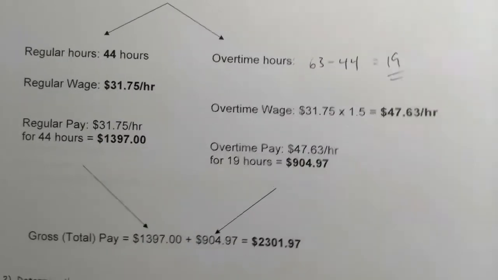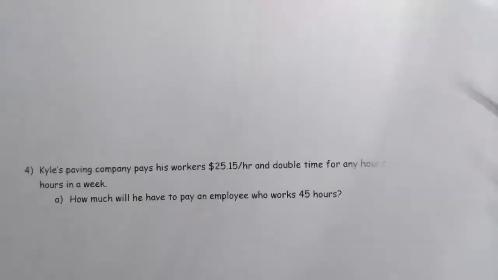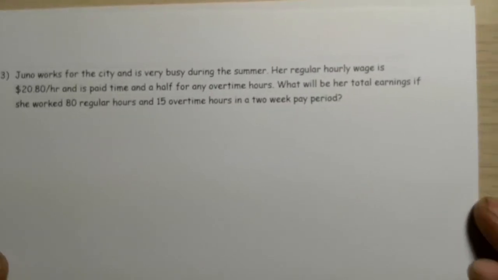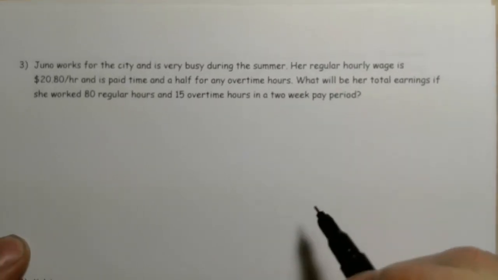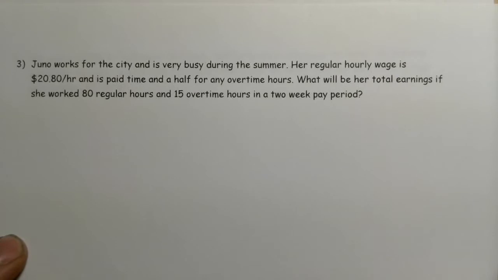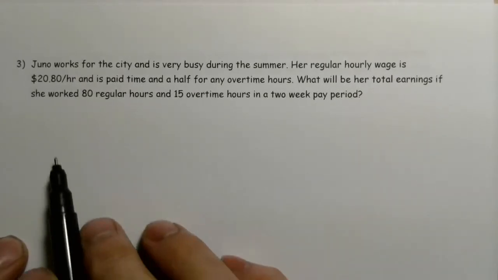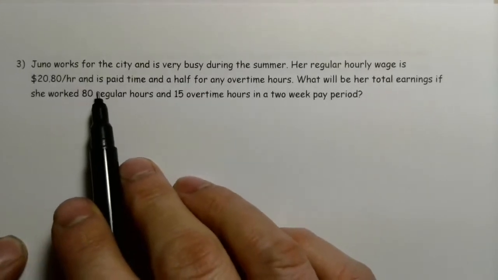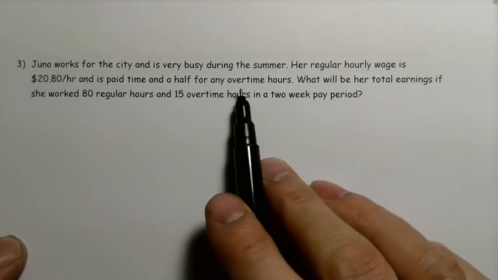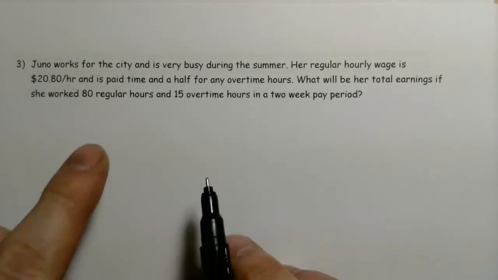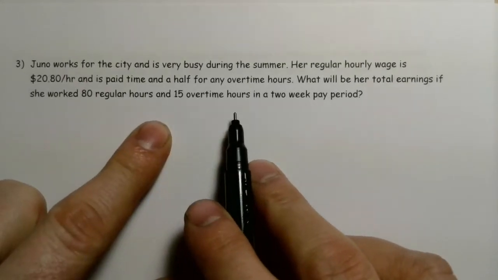Now let's take a look at some more questions here that deal with actually figuring out how much money you're going to make. So here we go. For our next question, Juno works in a city and is very busy during the summer. Her regular hourly wage is $20.80 per hour, and she's paid time and a half for any overtime hours. So what will her total earnings be if she worked 80 regular hours and 15 overtime hours in a 2-week period?